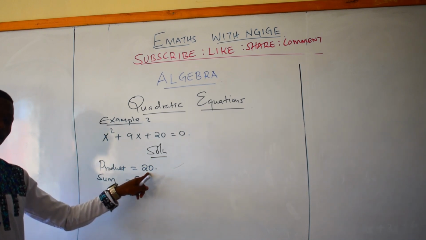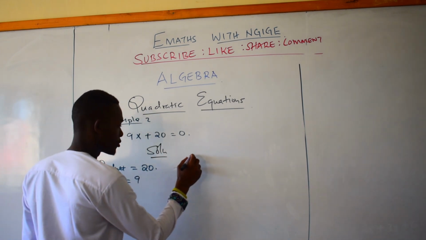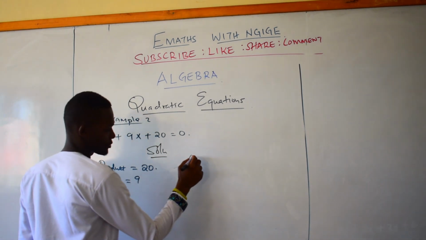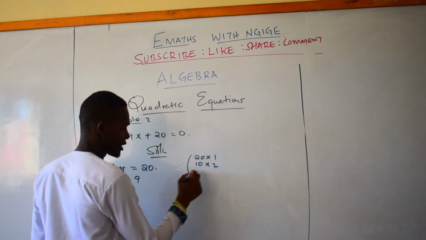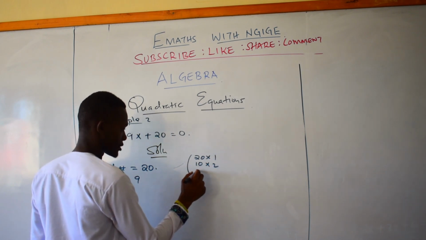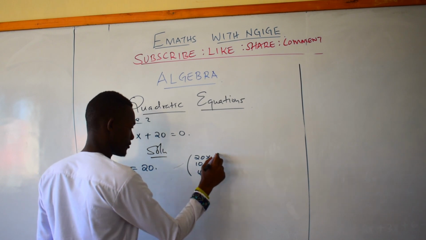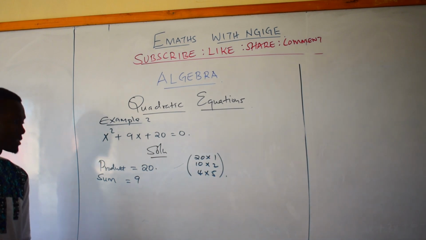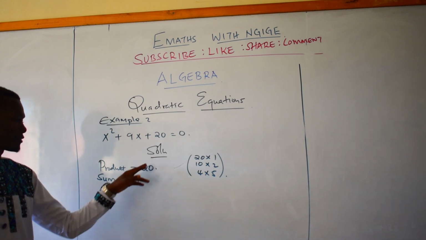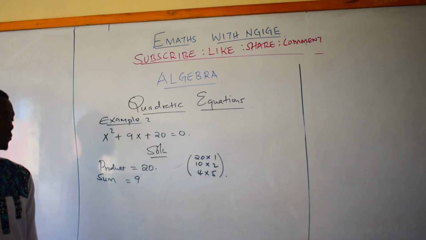So for example, here we have 20. So what values will you multiply for you to get 20? So the first one is always 20 times 1. Then you have 10 times 2. Then you have 4 times what? 4 times 5. You can have those numbers. Then from these you try to check which one fulfills these two conditions.